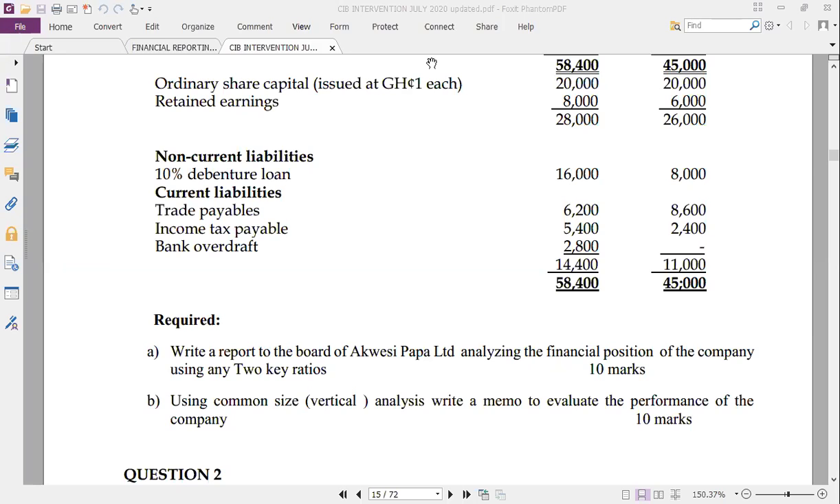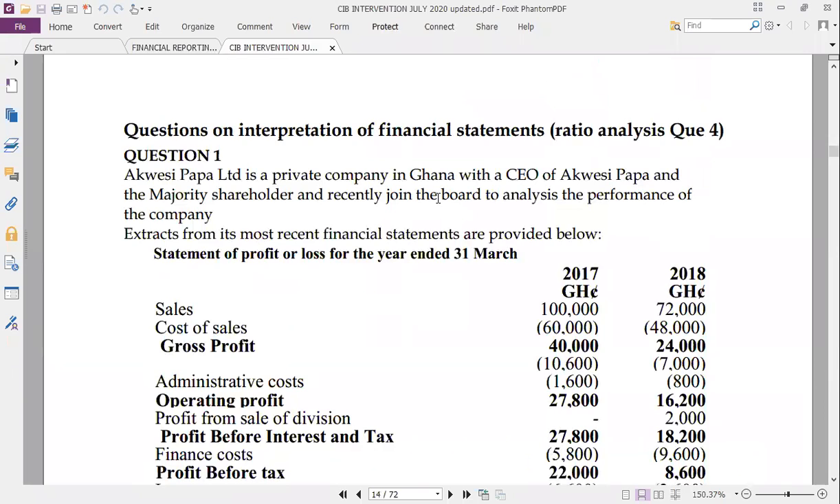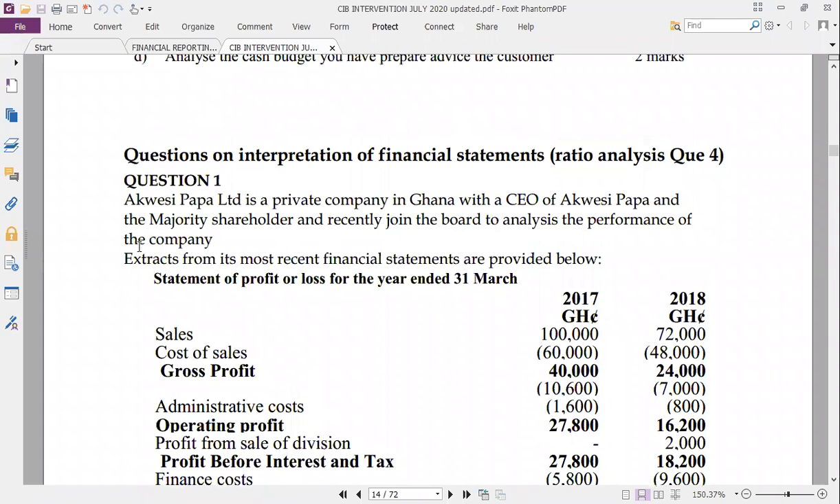Good. So all you have to do is, first of all, you start with your calculation. So that means you go to the financial statement, all the items. So let's start with the financial statement. Question one. It says Akwesi Papa Limited is a private company in Ghana with a CEO, Akwesi Papa, and a majority shareholder, and recently joined the board to analyze the performance of the company. Extracts from its most recent financial statements are provided below. So 31st March 2017 and 2018.